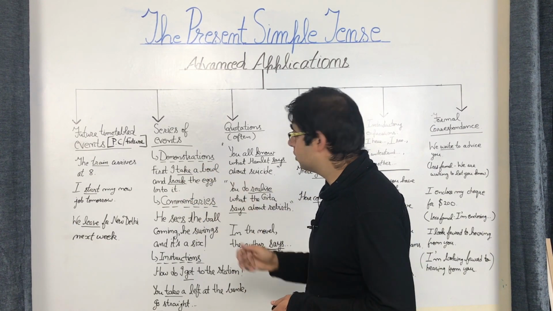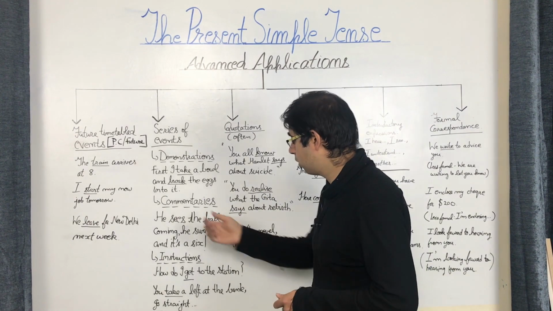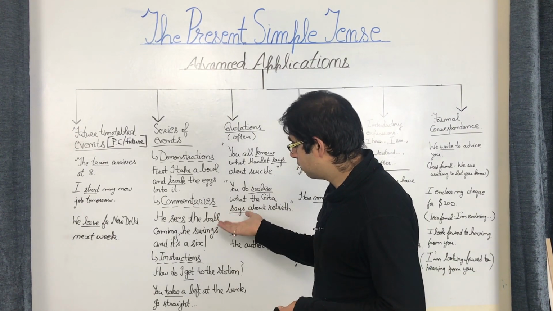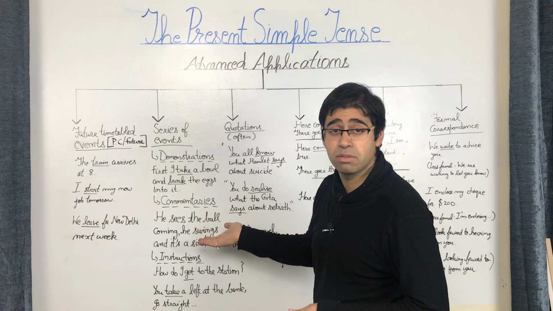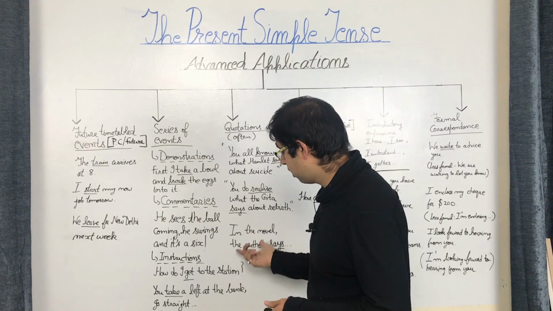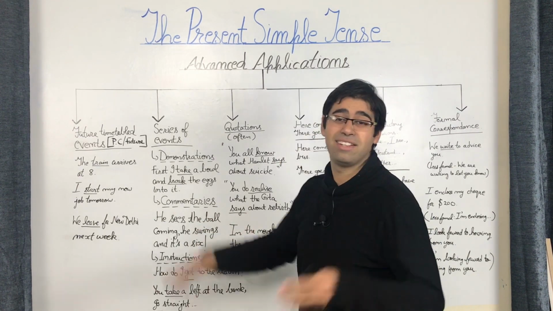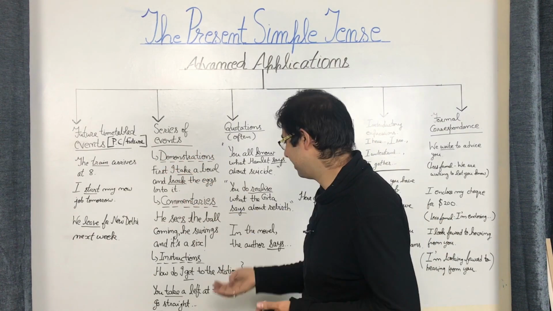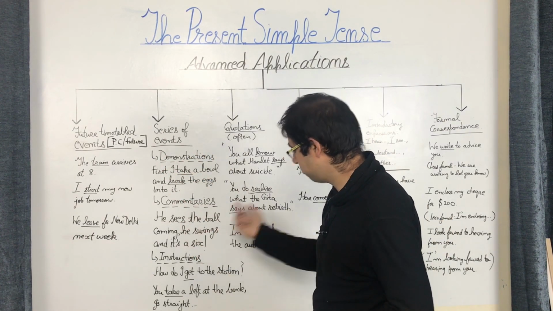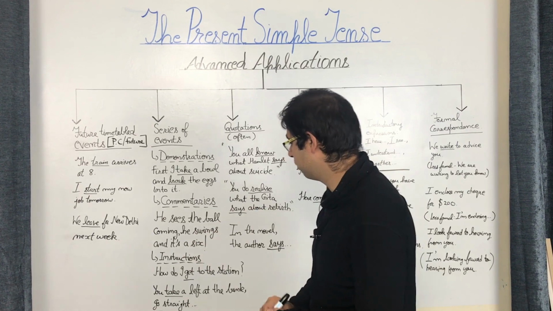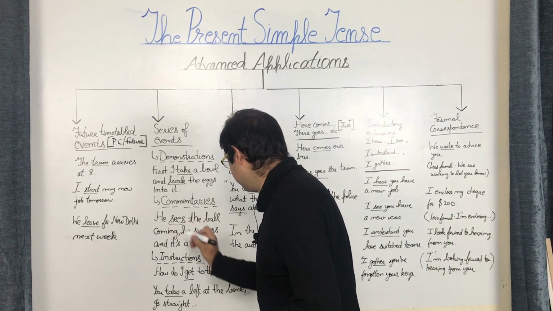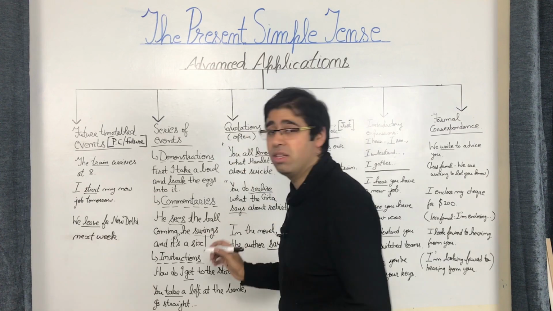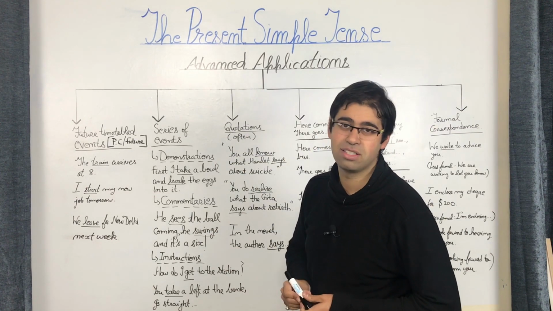Taking the second instance of series of events, you've got commentaries. So let's imagine an exciting scenario in a cricket match. You've got "he sees the ball coming, he swings the bat, and it's a 6." Audience go wild over the 6. So you've got the verbs over there as sees and swings. Once again, instances of the present simple.